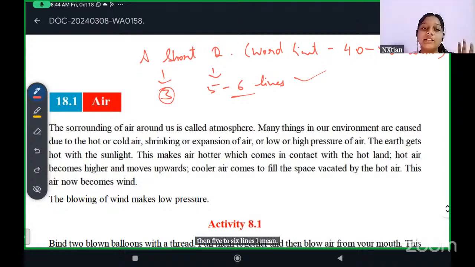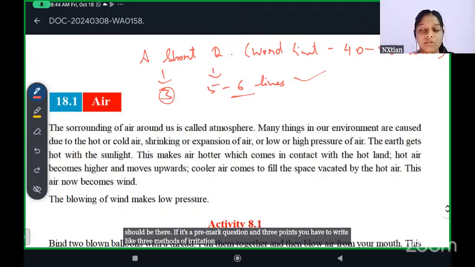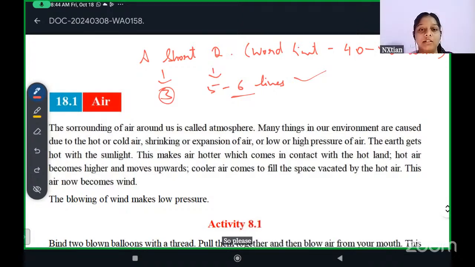Or if it is in points, then please don't write one-line points. At least 2-line points should be there. If it's a 3 mark question and you have to write 3 points, like 3 methods of irrigation for 3 marks, please explain each method in at least 2 lines. One point in at least 2 lines. Abraham, you were not there. So for each method of irrigation, 2 lines. If all 3 methods are asked in 3 marks, then 2 lines for 1 mark.